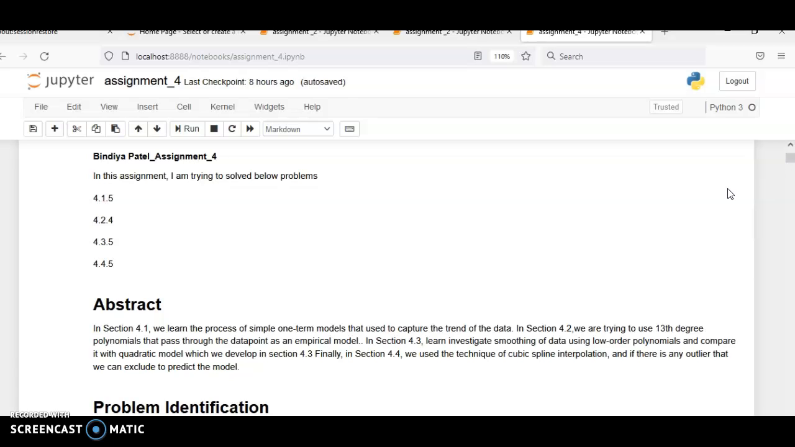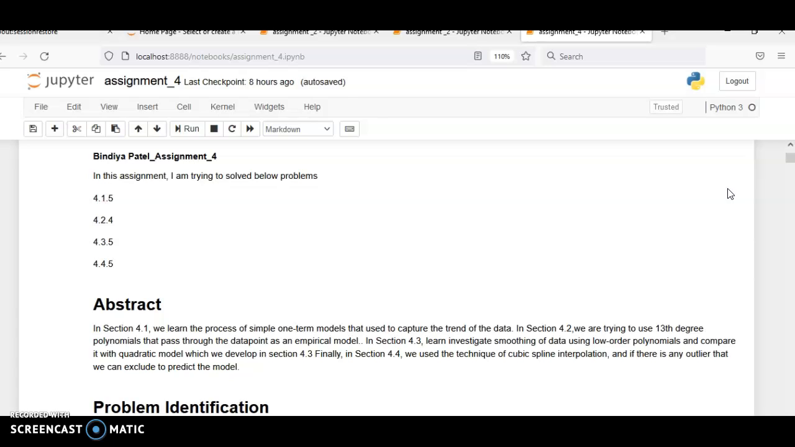In section 4.1 we learn the process of simple one-term models that are used to capture the trend of data. In section 4.2 we are trying to use a 13-degree polynomial that passes through the data points as an empirical model. In section 4.3 we investigate smoothing of data using low order polynomials and compare it with the quadratic model which we developed in section 4.3.